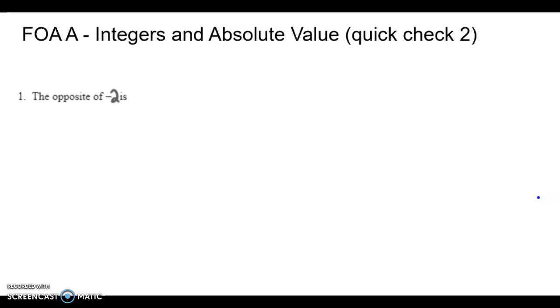So this is a quiz, or not a quiz, this is a quick check, and it's going to go over integers and absolute values. It says, what is the opposite of -2? Or -2 is the opposite of what? Well, the opposite of -2 is +2. So those will be opposites because 2 minus 2 is 0. The opposite of -8 would be +8.